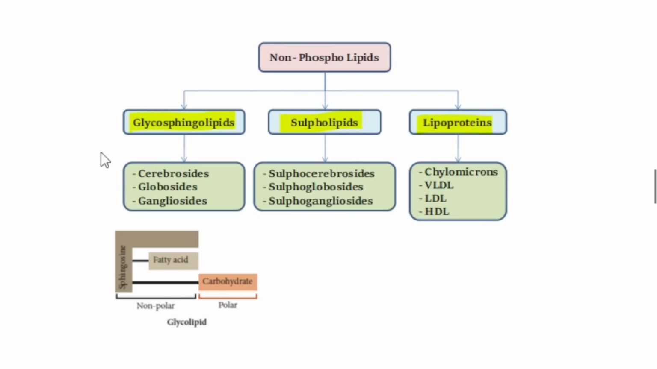Sulpholipids are glycolipids containing a sulfate group. They are present mainly in nervous tissue, brain and nerves. They act as electric insulators of nerve impulse. Lipoproteins include chylomicrons, VLDL, LDL, and HDL.